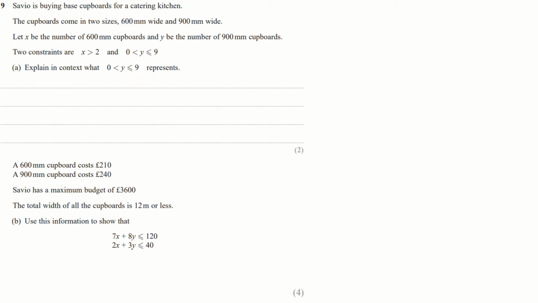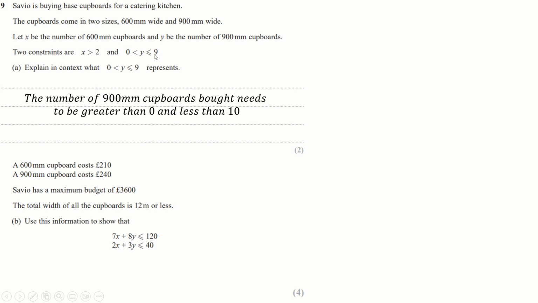And that would be your answer. This person is buying cupboards. This is actually a linear programming question, which I was quite surprised to see in this. But hey, why not, I guess. Why is the number of 900mm cupboards? This just means that you're only allowed to buy more than 0 and less than 10 of them, I guess. Is all you have to say there, I think.